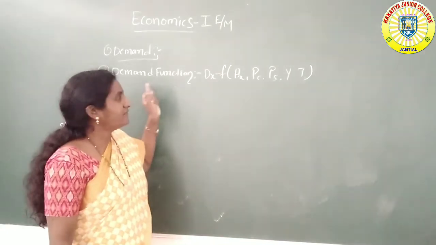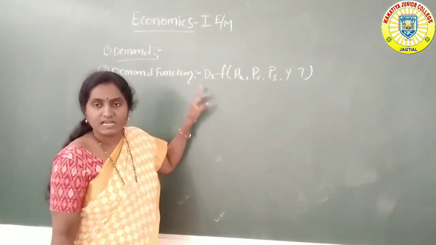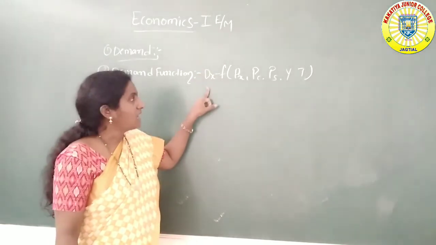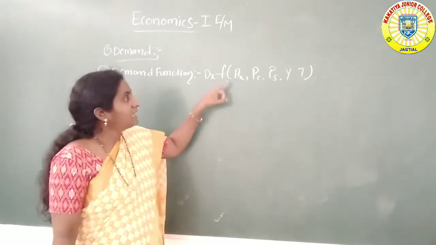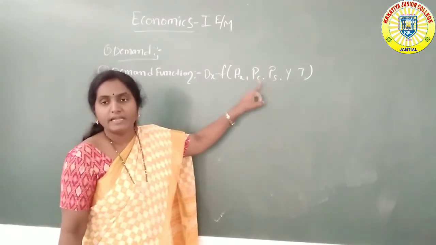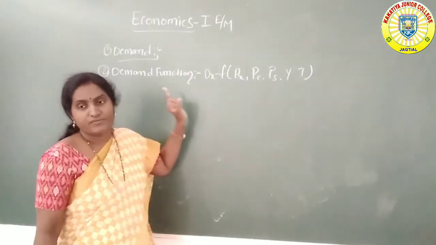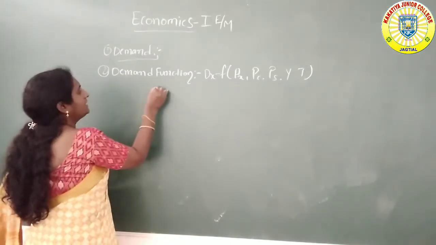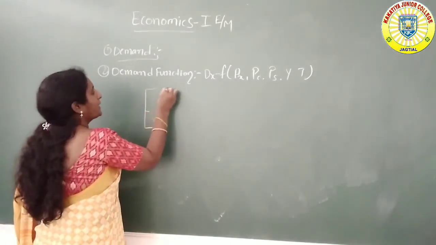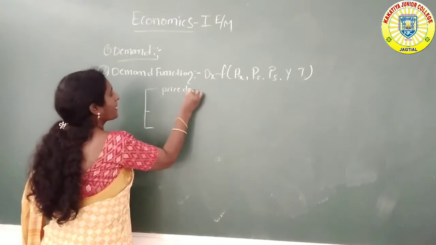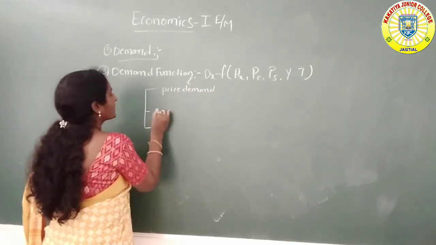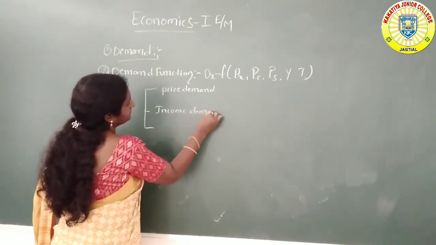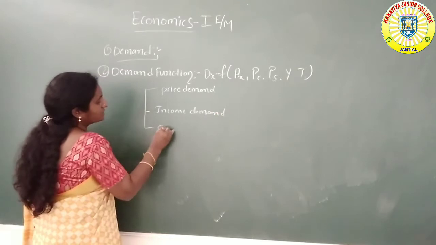So finally, demand function refers to the functional relationship between the quantity demanded of goods and services and the determining factors of demand. And demand is divided into 3 types: price demand, income demand, then cross demand.